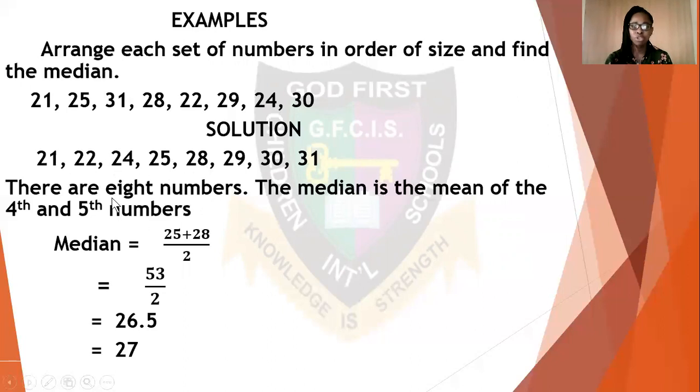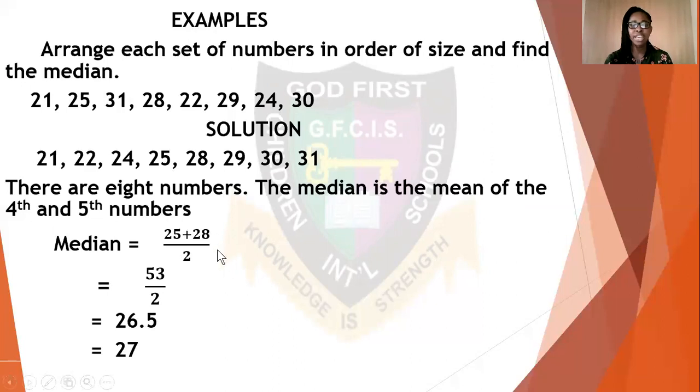From this given information, we have 8 numbers, which is 1, 2, 3, 4, 5, 6, 7, 8. That is the reason why we're having two values at the middle. If we have an odd number, we have the median value at the middle. Since it's an even number, we're having two numbers at the middle, which are 25 and 28. For us to get the median, we need to use the mean of the two numbers, 25 and 28, divided by 2, to get the median or the middle number.